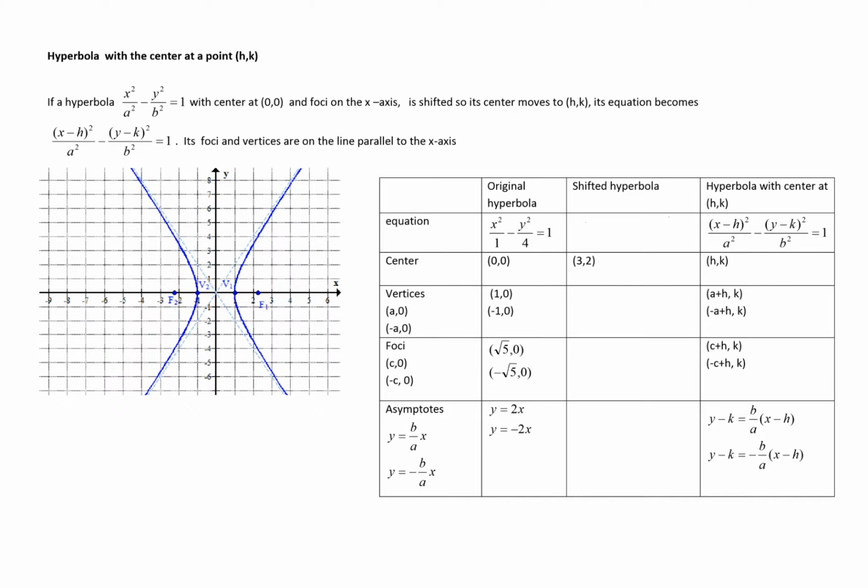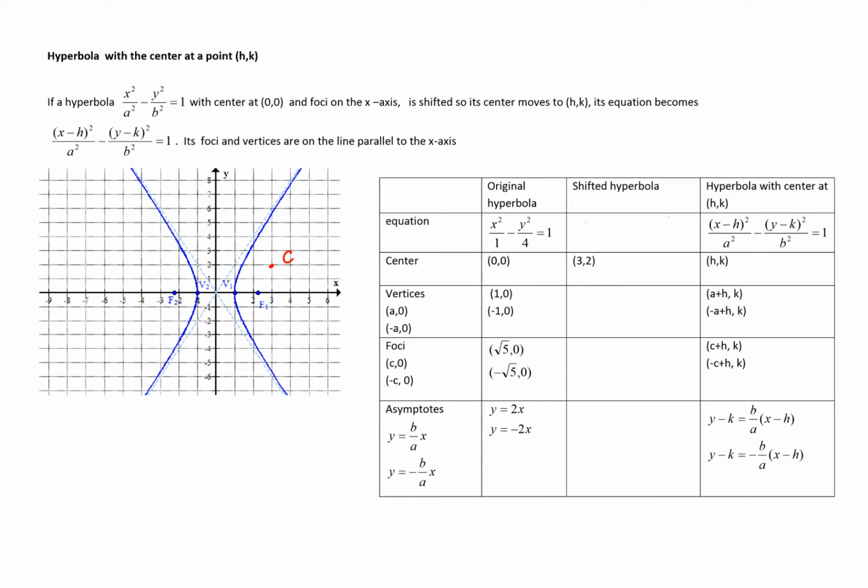So suppose we have a hyperbola x squared over 1 minus y squared over 4 is equal to 1. The graph of that hyperbola is given on the left. Suppose we want to shift this hyperbola in such a way that the center is now at the point (3, 2). We are moving the center 3 units to the right and 2 units up.